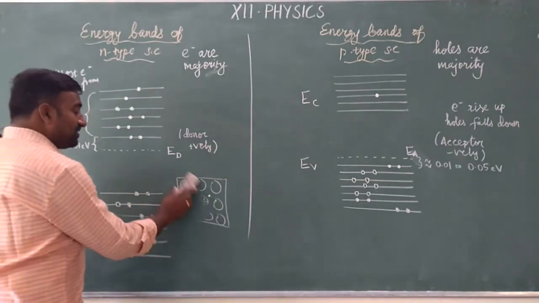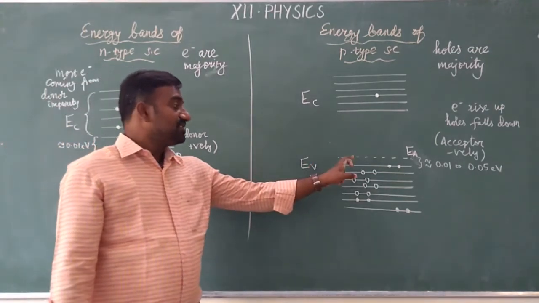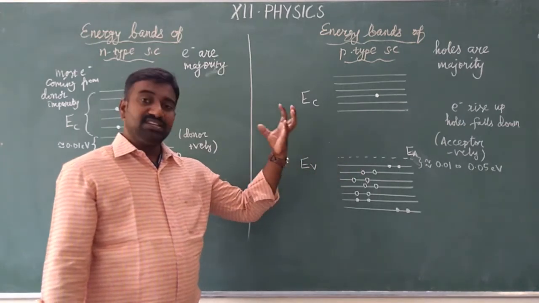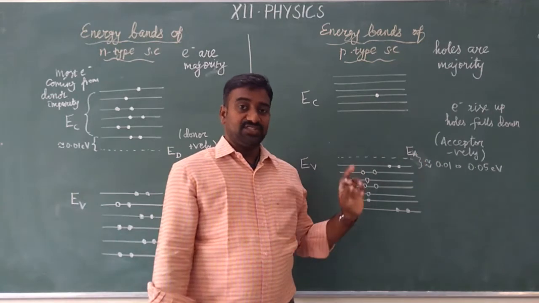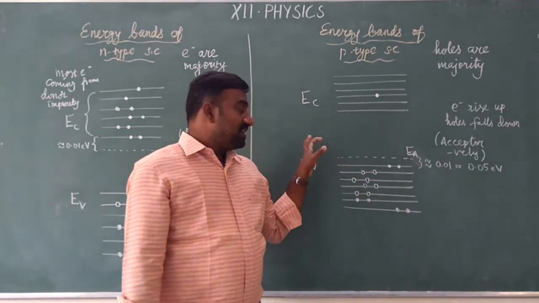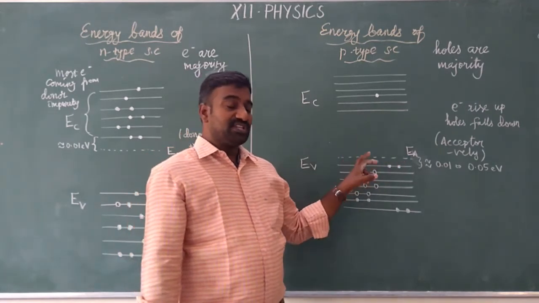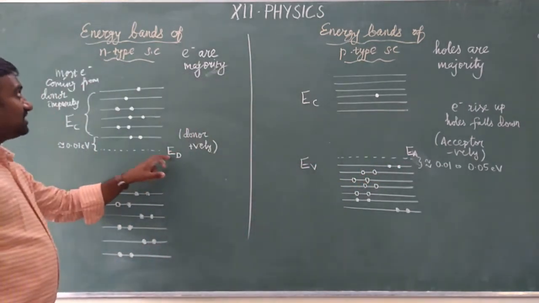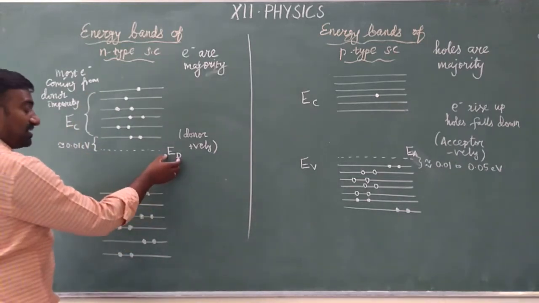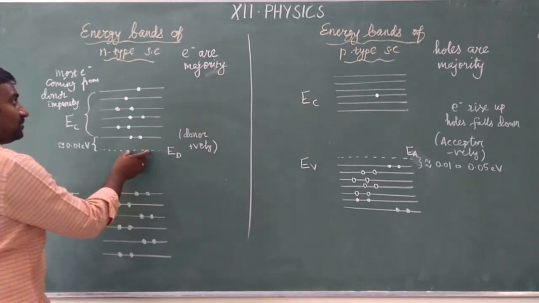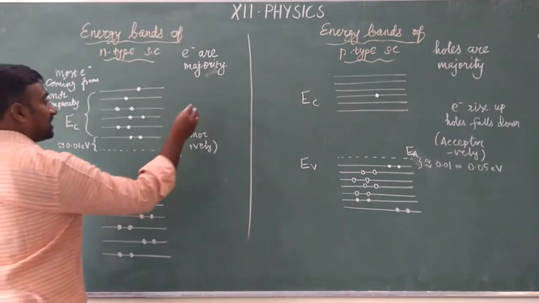So the donor energy level is totally different from that of the P-type. In P-type, it is the acceptor energy level because it needs one more electron to receive. So it has the holes. Holes are the majority charge carriers. But in the energy bands of P-type, the acceptor energy level is at a different position compared to the donor energy level in the N-type semiconductors. In N-type semiconductors, the donor energy level always lies very close to the bottom of the conduction band. This is the conduction band.